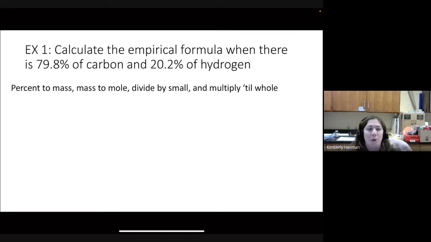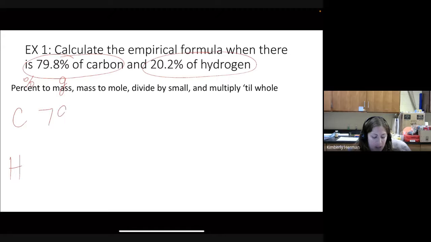So if we're going through our POGL, our first example says calculate the empirical formula when there is 79.8% of carbon and 20.2% of hydrogen. Now this problem was completed for you already, so you can follow along with your handout. So we'll see that we first have to find our percent. So we find our percent of 79.8% of carbon. So I'm going to set up my carbon and I'm going to set up my hydrogen, which is 20.2%. So we're literally just changing our percent symbol to G. So we're going to have 79.8 G here over 1 and 20.2 G over 1.